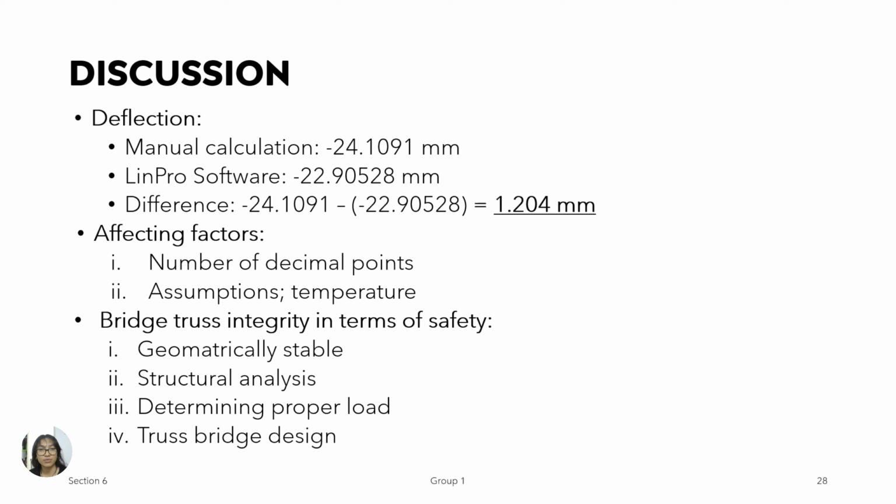Next, there are several factors that affect the results. Mainly, one, number of decimal points, and two, the assumptions made. Now, one assumption that we'll be focusing on is the temperature. Because the LimPro software calculates along the temperature of design, it may affect the results, as temperature in steel composition, where temperature less than 400 degrees Celsius reduces material stiffness and produces thermal expansion information.